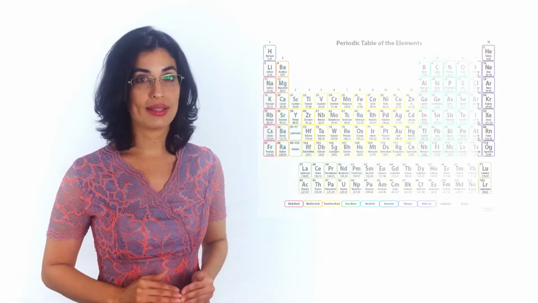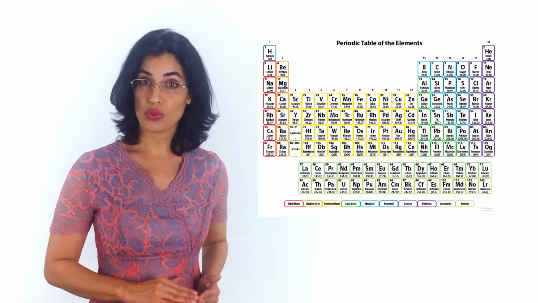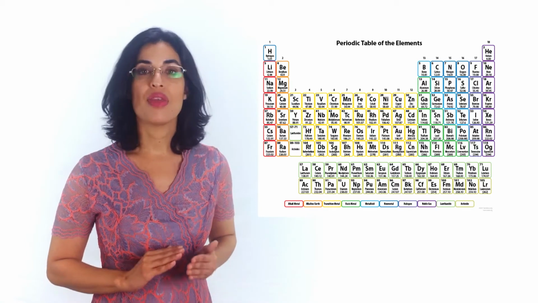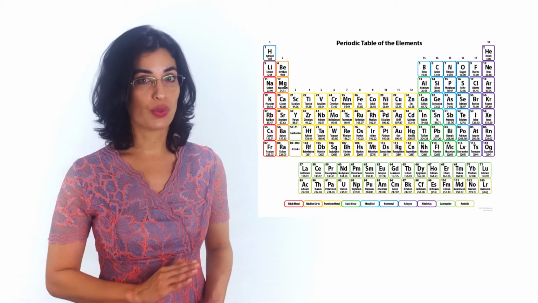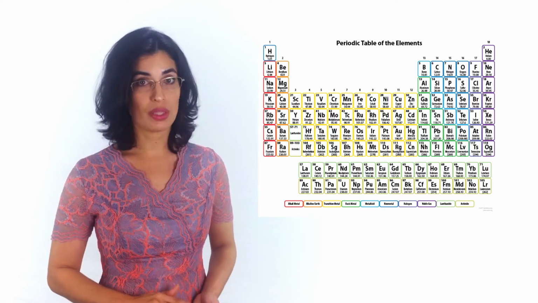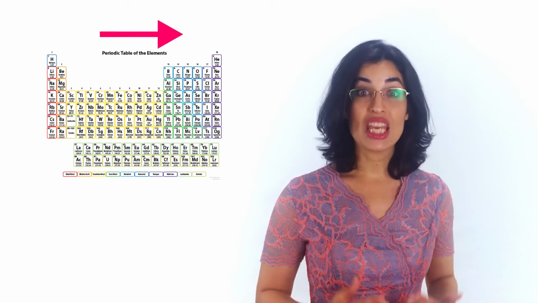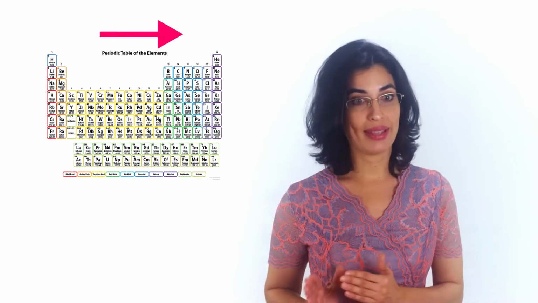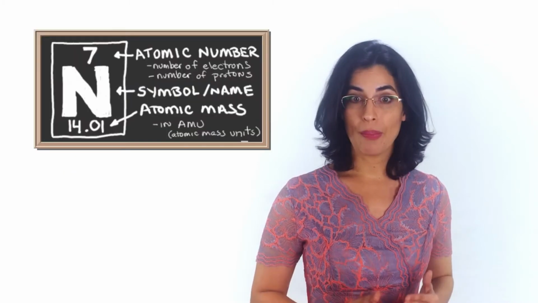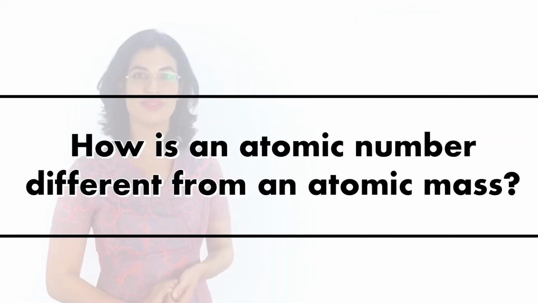Elements are organized in periods or rows. There are a total of 7 rows in the periodic table. They are also organized in groups or columns, and there are a total of 18 columns in the periodic table. The periodic table lists elements according to the increasing atomic number. The atomic number increases from left to right. The atomic number is the number of protons in the atom of an element.